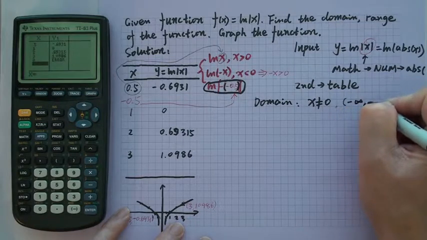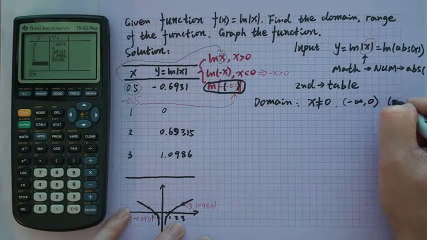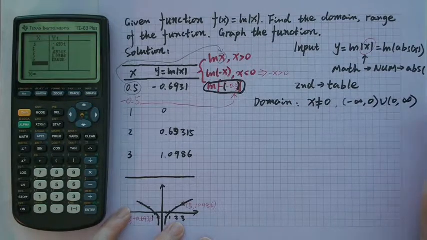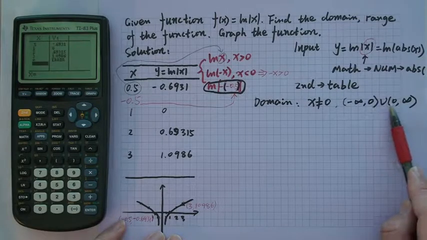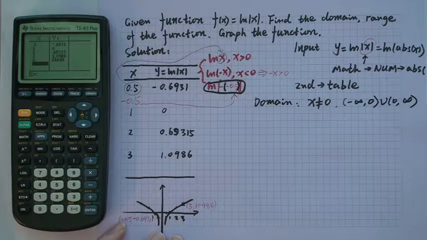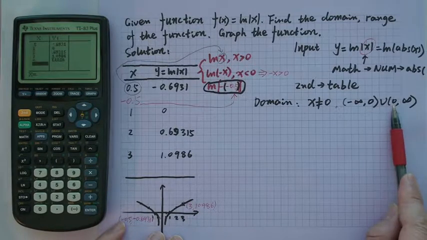Or you may write from negative infinity to 0, and then from 0 to positive infinity, together. The round bracket again means zero is not included. If you wanted 0 to be included, then you would have to use the square bracket.